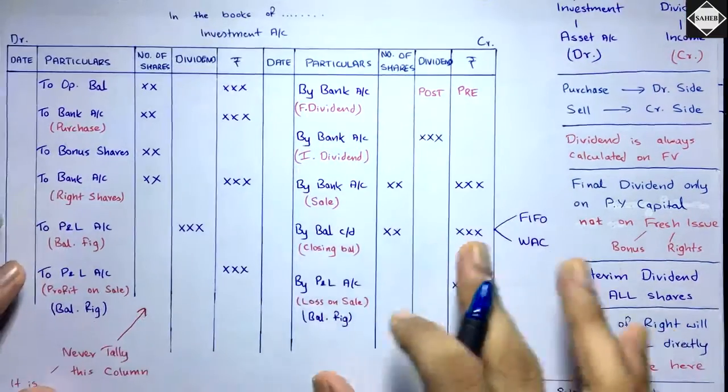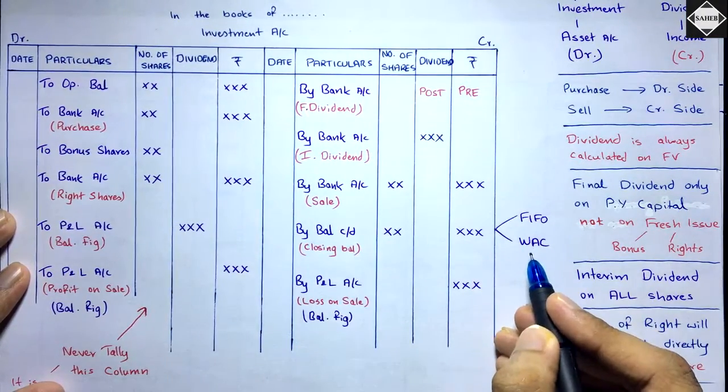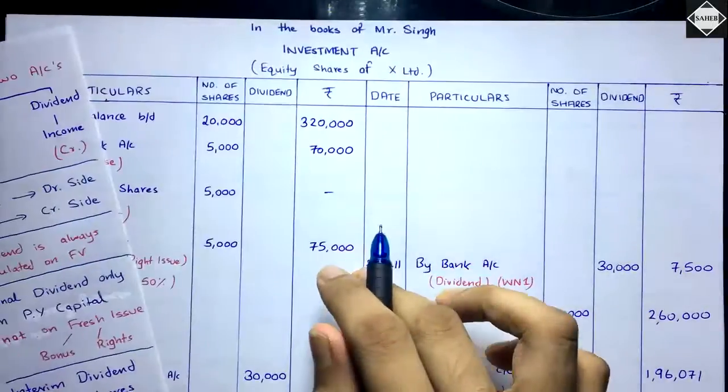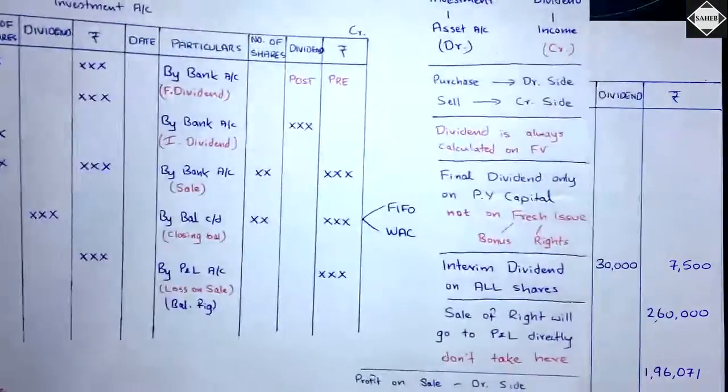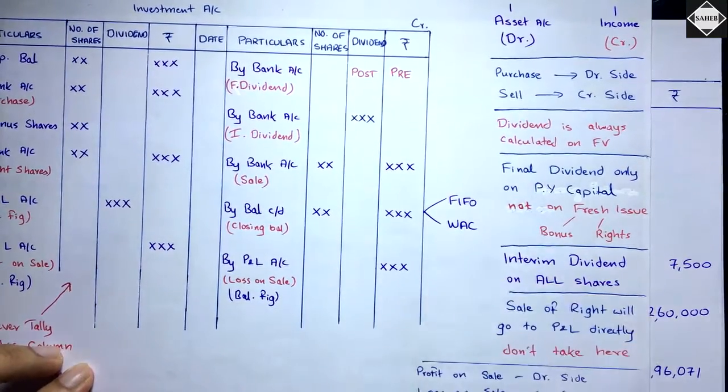And then the closing balance will be there, which you have to value according to FIFO or WACC. Now in this problem we are going to use WACC, because nothing is said in the question. Whenever the question is silent regarding the valuation, you always go with the WACC. Is that clear? Weighted average cost.